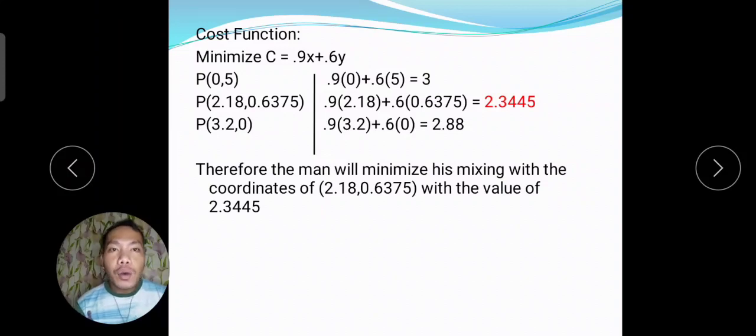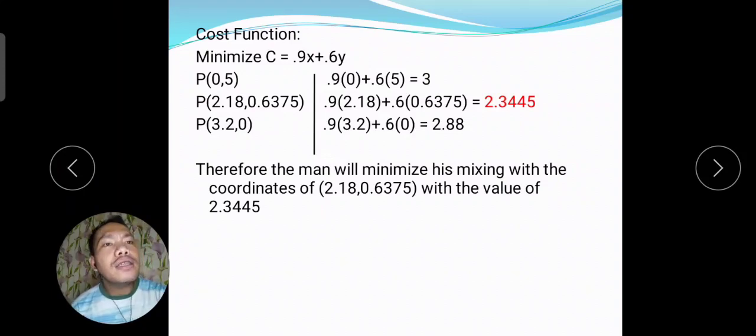The next one, we have 2.18 and 0.6375. We will plug it in, so the result would be 2.3445. Another one, our last point, we have 3 and 0. We will plug it in, so the result would be 2.88.